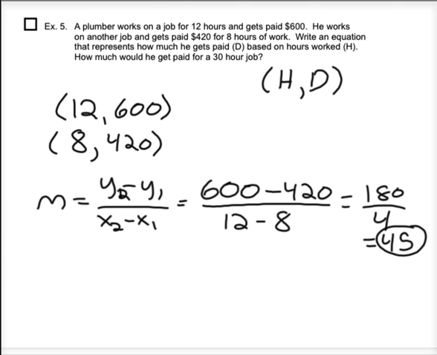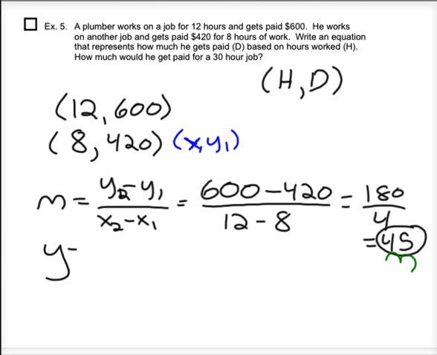Now, we are looking for how much he gets paid for a 30-hour job. For that, we need an equation. So I'm now going to use that slope that I just found. And I'm going to use one of the XY pairs. I'm going to choose the one with the smaller numbers. It tends to be easier to use points that have smaller numbers. So I'm going to plug that in.